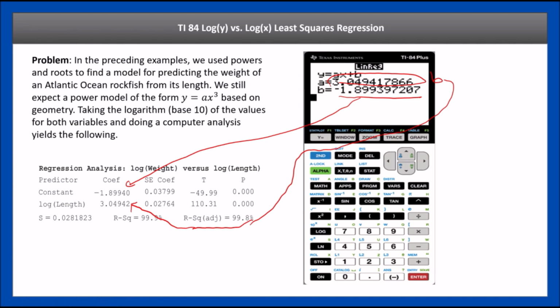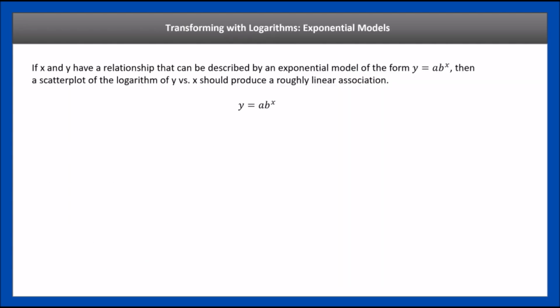All right, and again, we're not using y, we're using the log of y, right? So it's log of y hat actually equals our A, right, which we have there, plus our B, and then log of x, all right? So just keep that in mind when you do your regression line. All right, so transforming with logs. Let's look at exponential models.